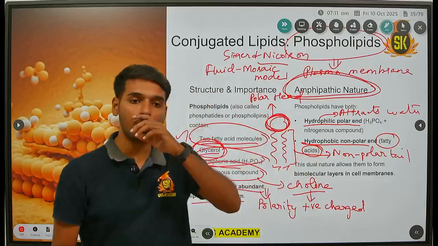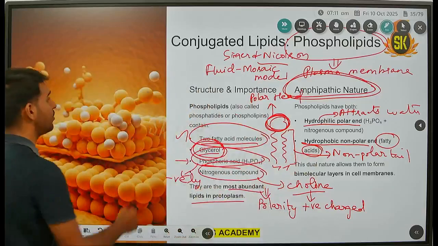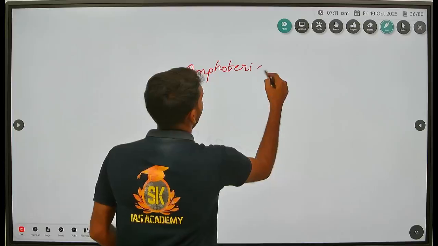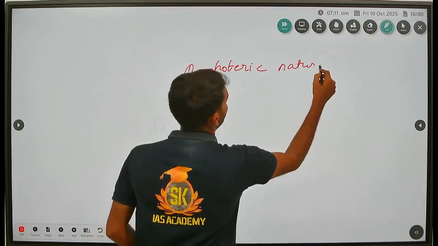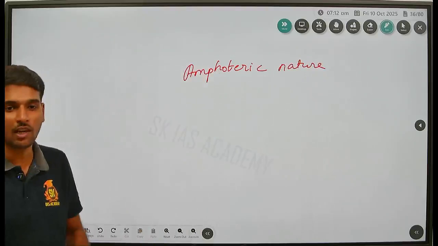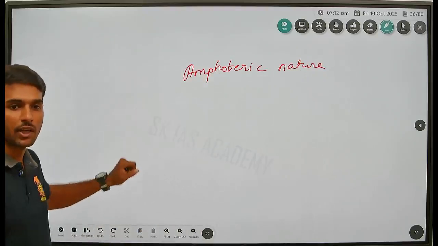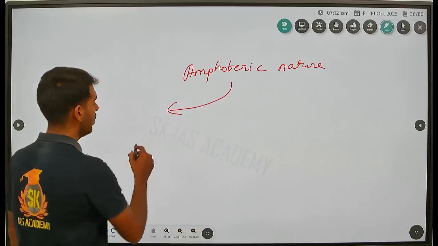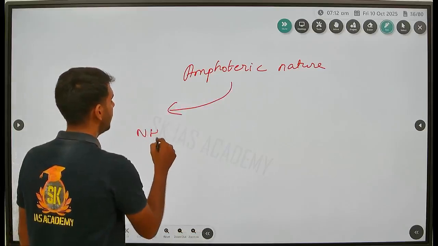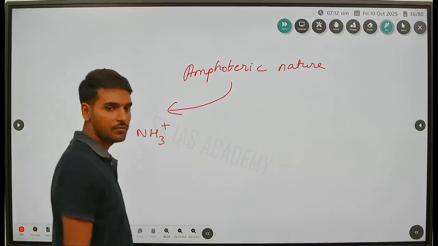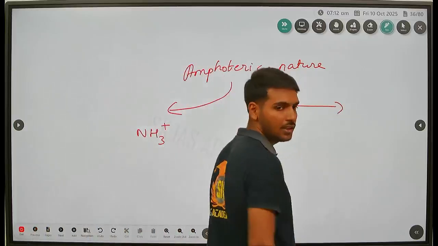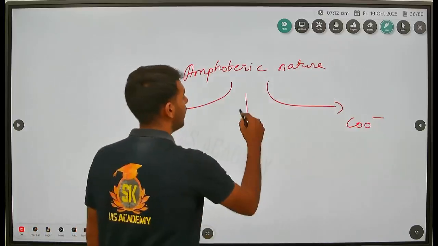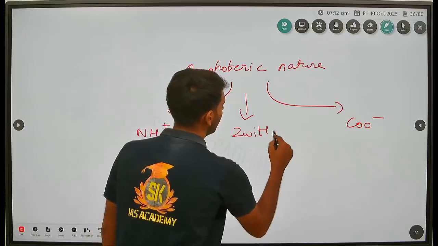When we discussed regarding amino acid, we used one more term, that is amphoteric nature. So you have to not confuse yourself with amphipathic and amphoteric. Amphoteric means it has what? At one end there is an NH3 plus, other end COO minus. This makes it what? A Zwitter ion, right?